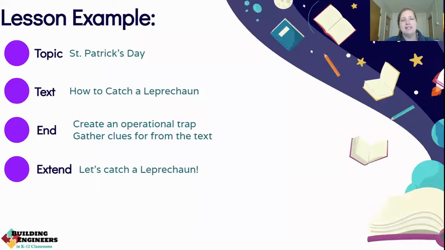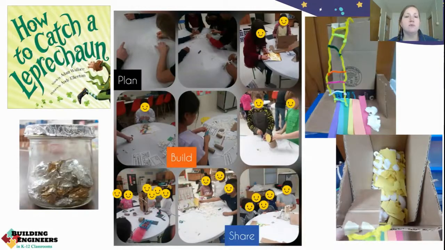For a fun lesson with the whole school, we focused on St. Patrick's Day. A good text to use is How to Catch a Leprechaun. The end result is that the students would create an operational trap and gather clues from their text. The extension was for them to try and catch the leprechaun. For this lesson, the students really focused on working through that engineering design process. They had to plan with their group, they had to design it and then build. At the end, they shared it.